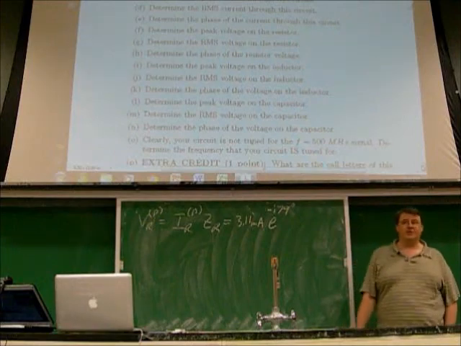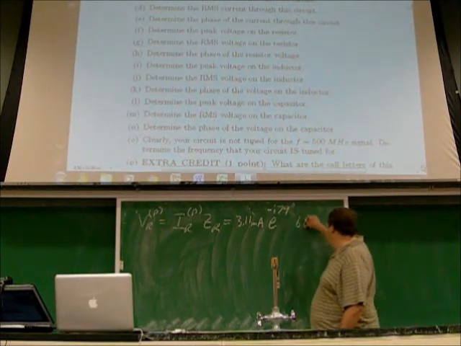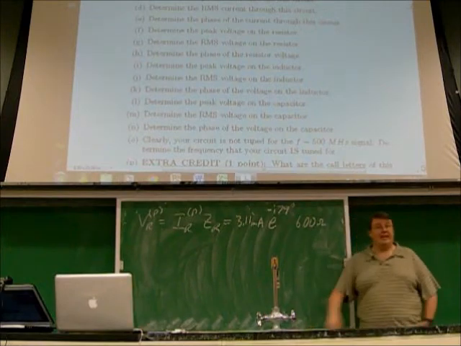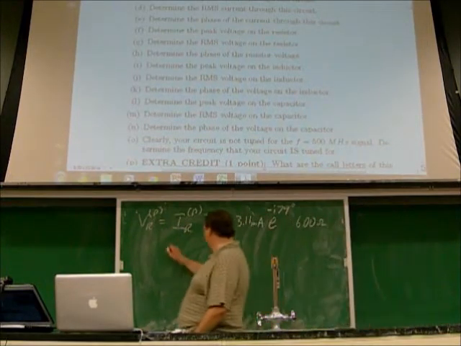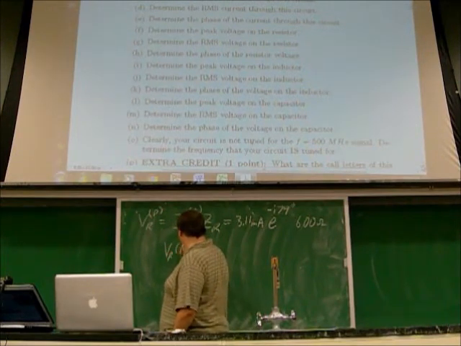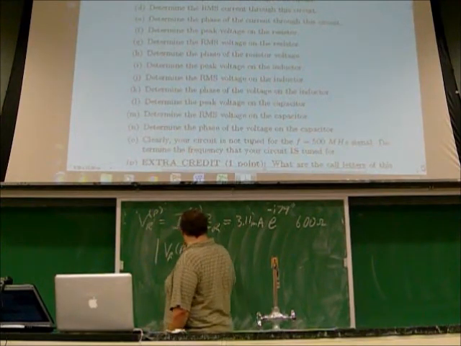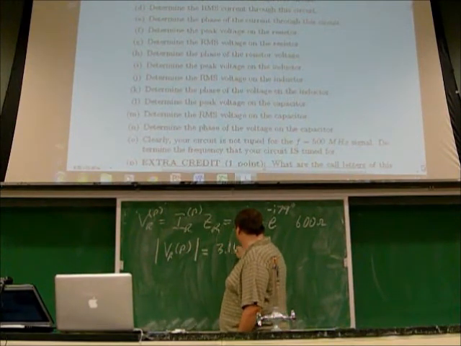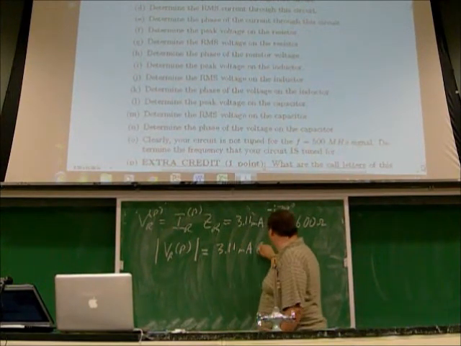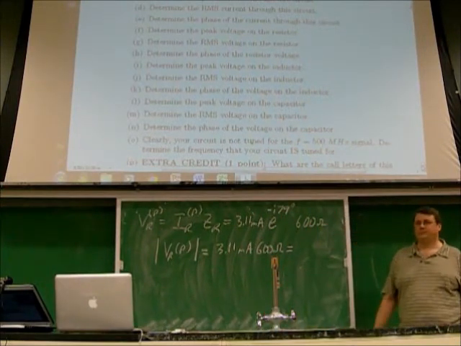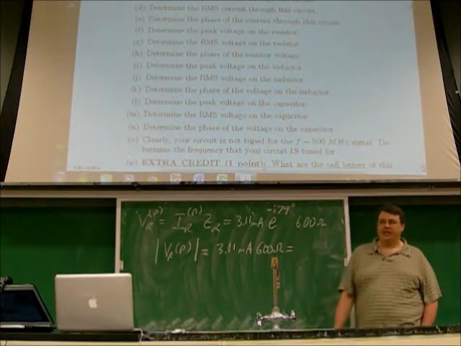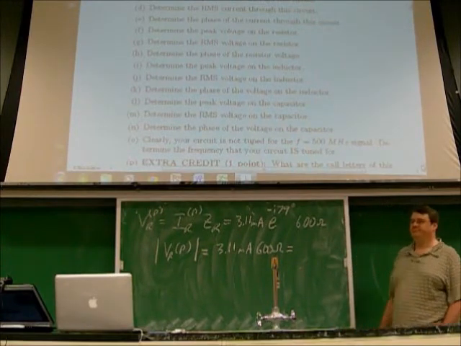And the Z of the resistor is 600 ohms with an e to the i0, because resistors are in phase with their own current. So resistor phase is always going to be the same as the current phase? Yes, absolutely.